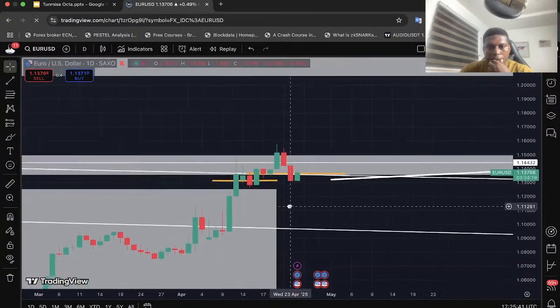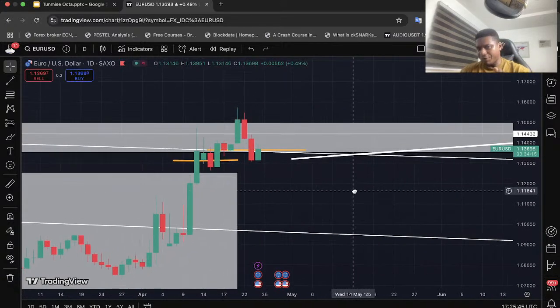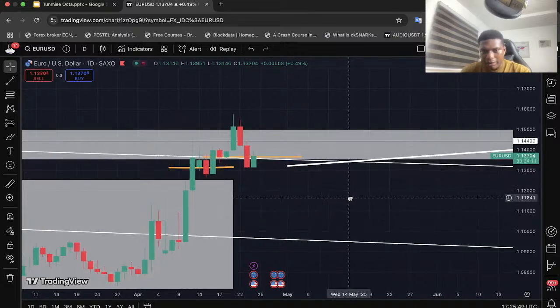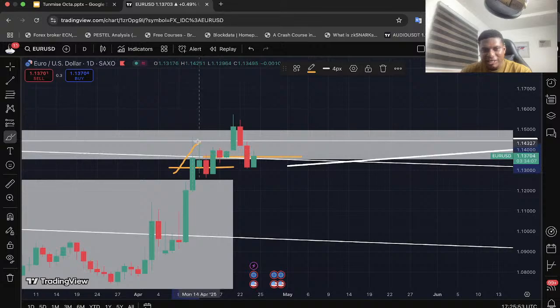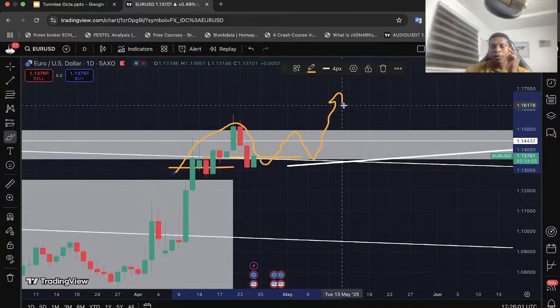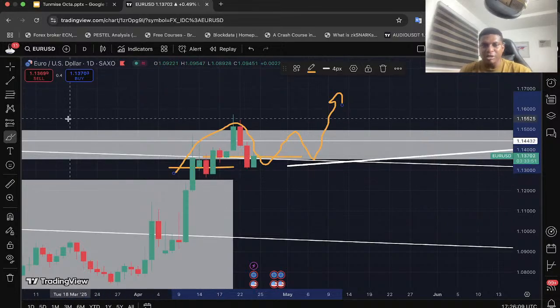So this is the daily time frame. Now we can see that on the daily time frame here, price has already started the consolidation journey, and then a final breakout. This is what would most likely happen, all things being equal.